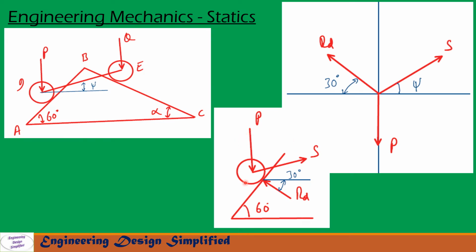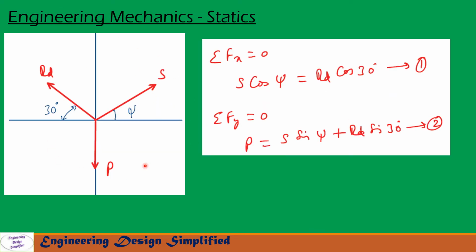So let us transfer these forces and reactions onto the XY plane. On the XY plane we have S acting in this direction, and the angle between the horizontal and S is psi. RD is acting in this direction, and the angle between the horizontal and RD is 30 degrees, and the weight P is acting perpendicularly downwards. Now let us resolve all these forces and reactions along the X and Y directions.